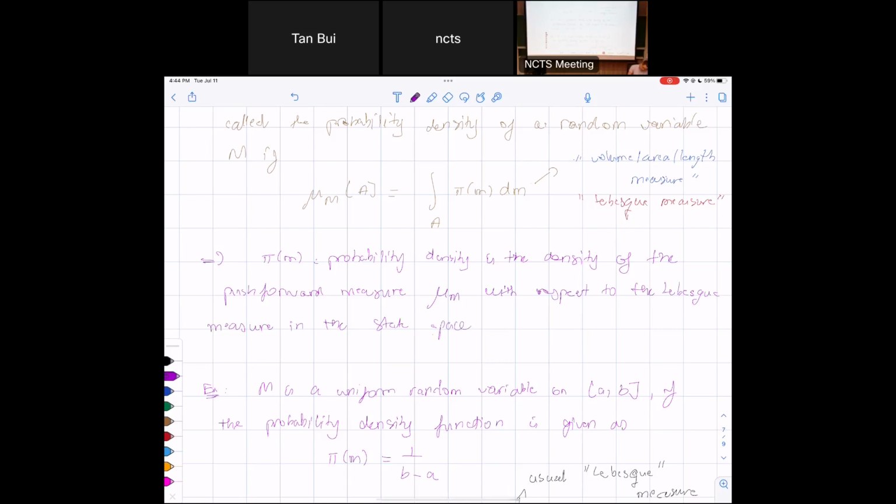And you see that we completely remove the sample space. We don't want to refer to the sample space. It's complicated to pull back and work there. So we work directly with the state space. Okay, and this is also right: we can also write d mu_M over dM is equal to pi(M). And this is a Radon-Nikodym derivative.